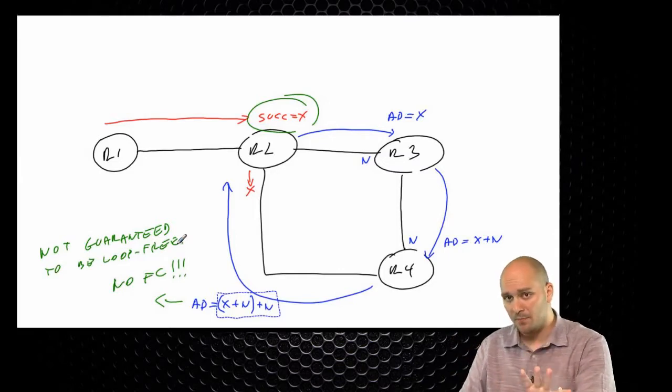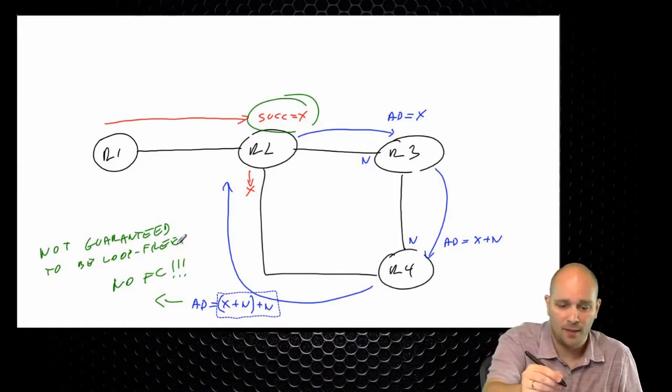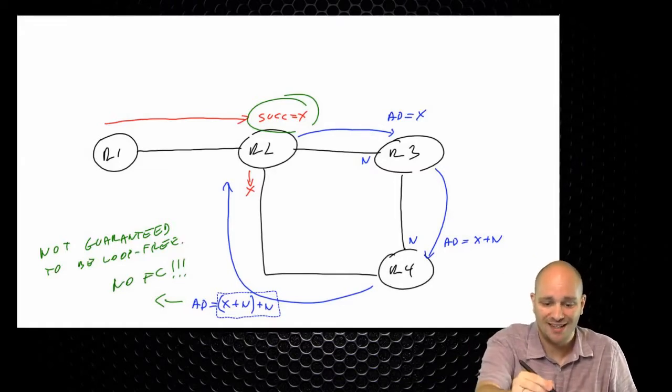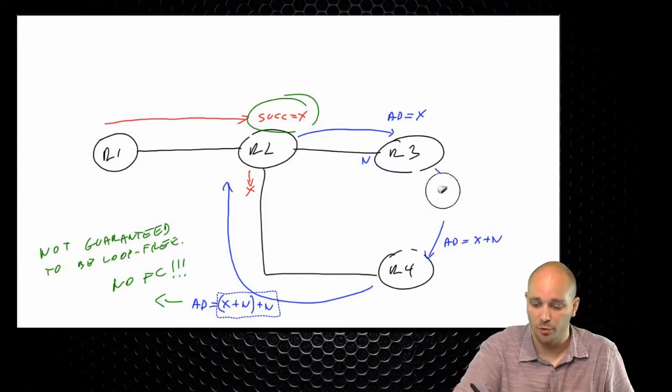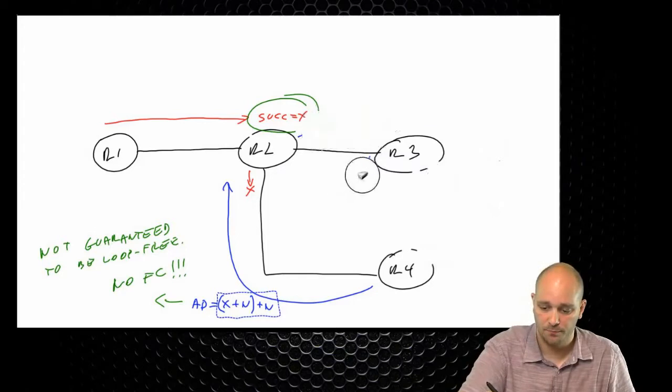Now, keep in mind, what is R2's perspective of the network? This is what R2 sees. Remember, this is a distance vector routing protocol. This is R2's view of the world. This is the only thing that R2 knows about.